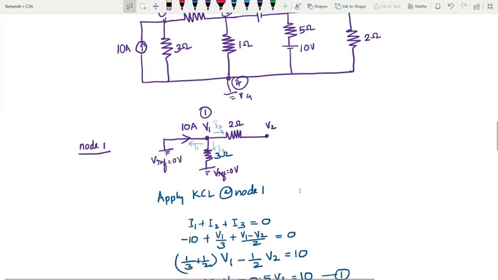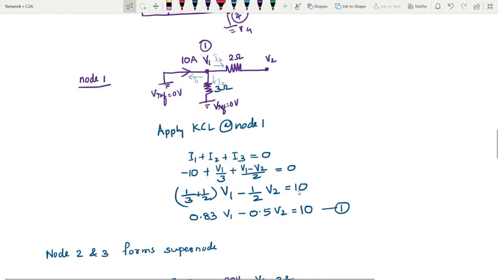Apply KCL at node 1. We know I1 plus I2 plus I3 is equal to 0. What is I1? From this figure it is very clear that I1 is minus 10 ampere. I2 is V1 by 3. I3 is V1 minus V2 divided by 2. Now we can separate the coefficients of V1 and V2 and move the constant to the other side. The equation becomes 0.83 V1 minus 0.5 V2 is equal to 10. Let it be equation number 1.